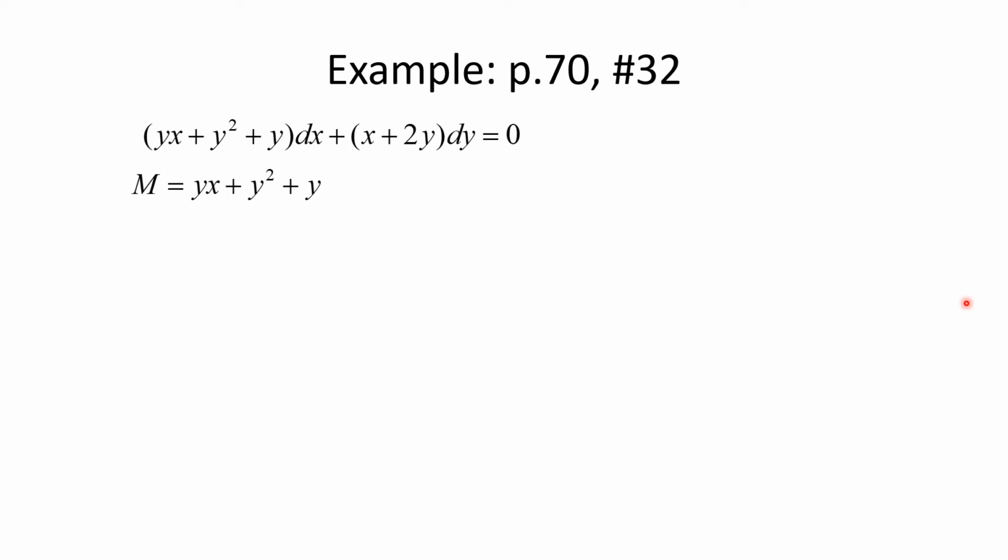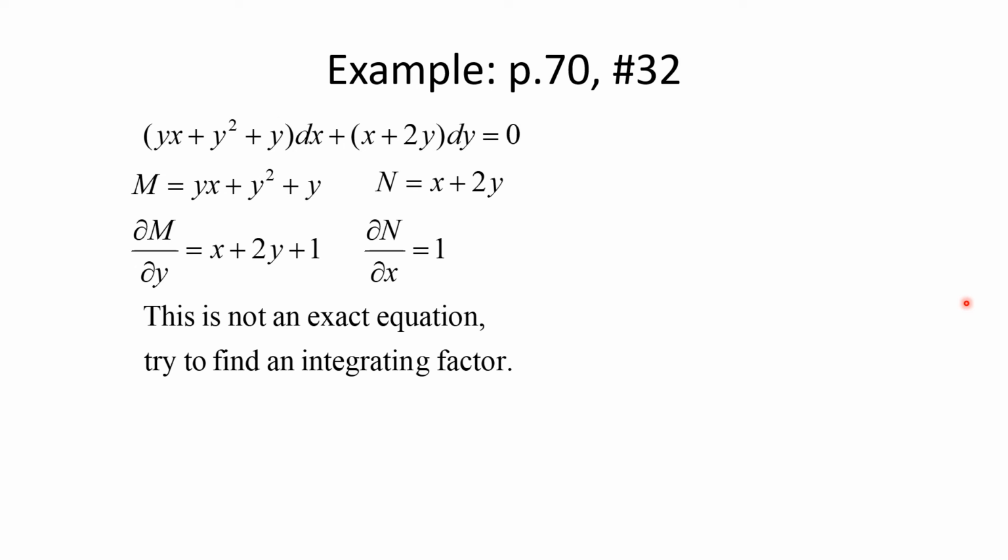Now let's look at an example where we're going to transform a non-exact equation into an exact equation. We have the problem (yx + y squared + y) dx plus (x + 2y) dy equals 0. So the first thing we'll do is check to see if this is exact. Our M is yx plus y squared plus y, and our N is x plus 2y. We take our partial derivatives. The partial of M with respect to y is going to be x plus 2y plus 1, and the partial of N with respect to x is just going to be 1. These do not equal each other, so clearly this is not an exact equation.